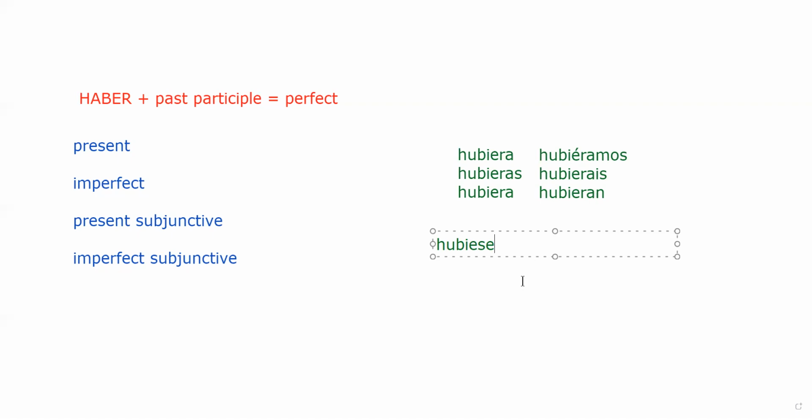Now, if you have some sort of subjunctive trigger, and you wanted to say I had done the homework, we would have hubiera hecho. Again, hecho is the same participle that we used earlier. It's the one we're going to use now.